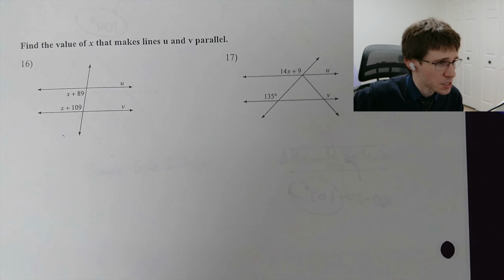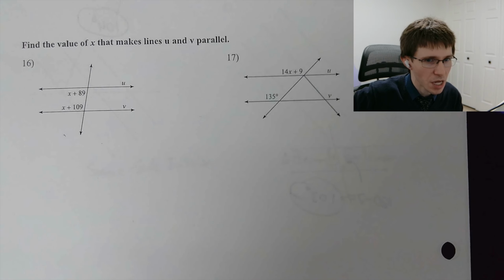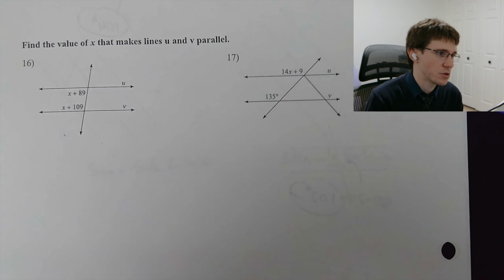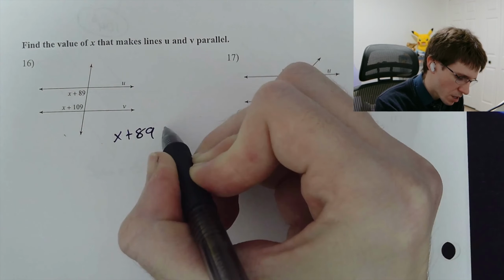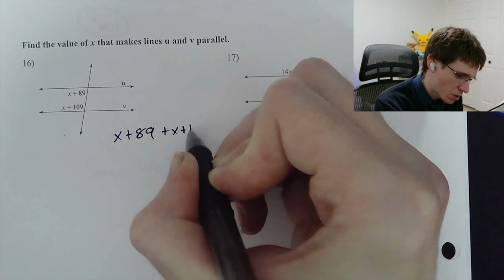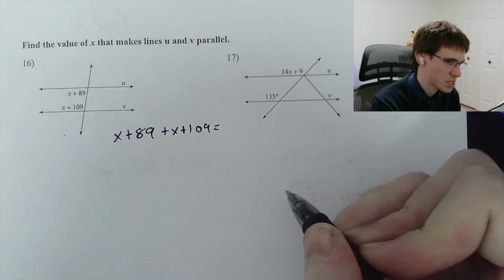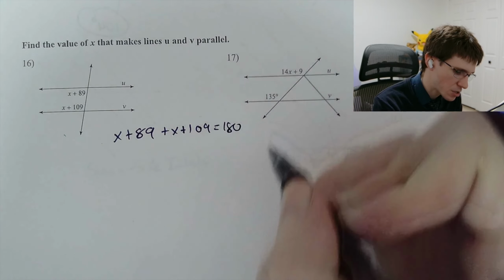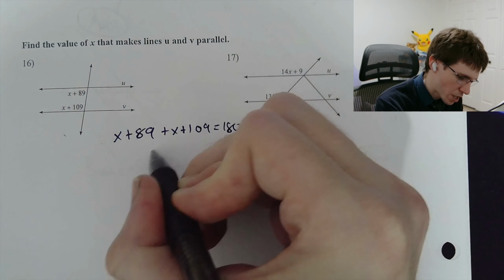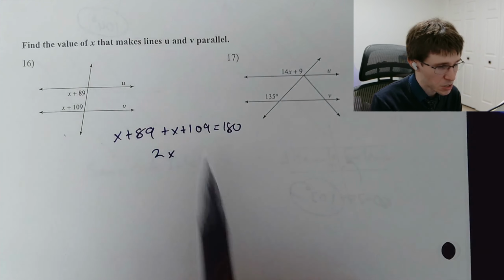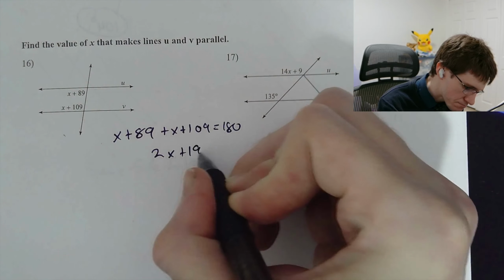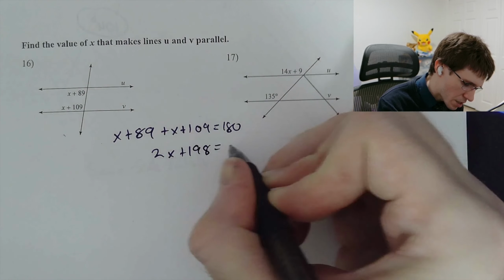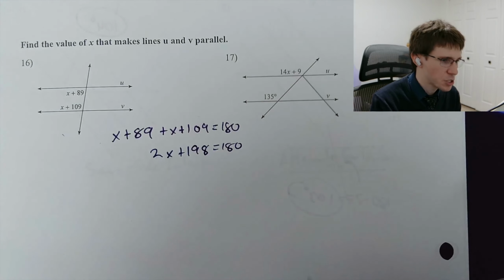Number 16 is a same side interior, and same side interiors always add to 180. So we're going to have x plus 89 plus x plus 109. Those two things added together equal 180 degrees. x plus x is 2x. 89 plus 109 is 198. And that equals 180.